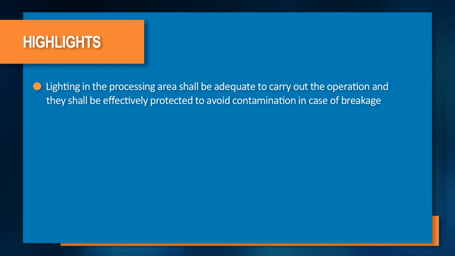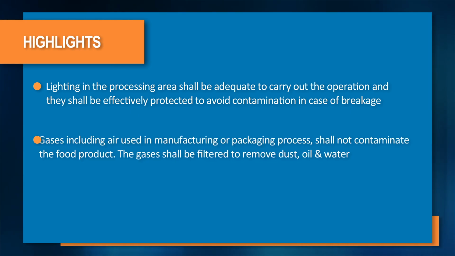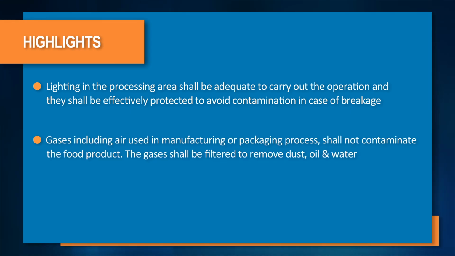Lighting in the processing area shall be adequate to carry out the operation, and they shall be effectively protected to avoid contamination in case of breakage. Gases including air used in manufacturing or packaging process shall not contaminate the food product. The gases shall be filtered to remove dust, oil, and water.